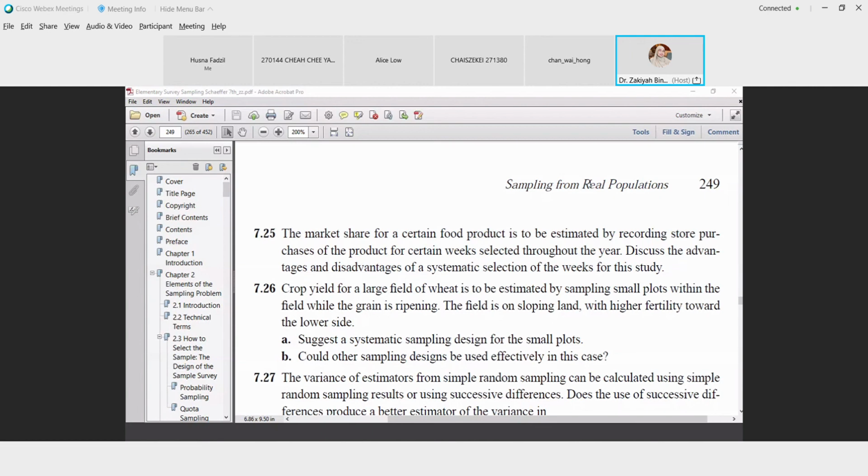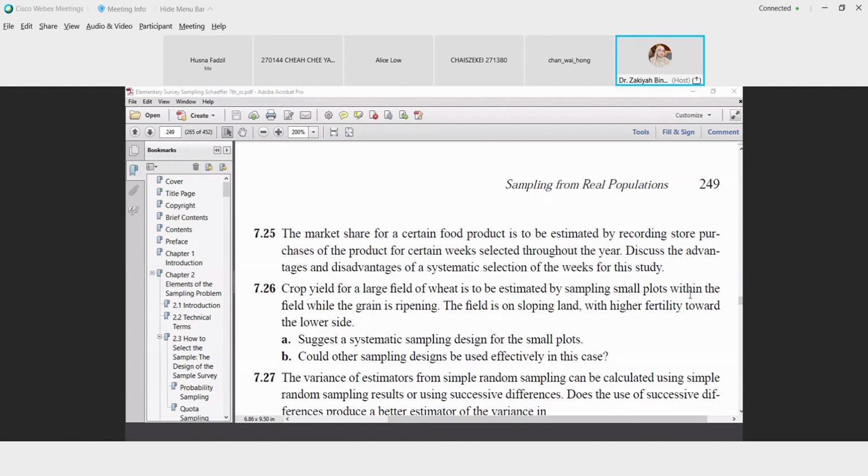Right, so 7.26, crop yield, large wheat field, estimated by sampling small plots within the field while the grain is ripening. The field is on sloping land with higher fertility towards the lower side. Why towards the lower side, higher fertility? Oh, all the nutrients come flowing down, isn't it? So it collects at the bottom, right? Okay, suggest a systematic sampling design for the small plots. What do you all think? 7.26. Systematic sampling, we can do systematic sampling, right?